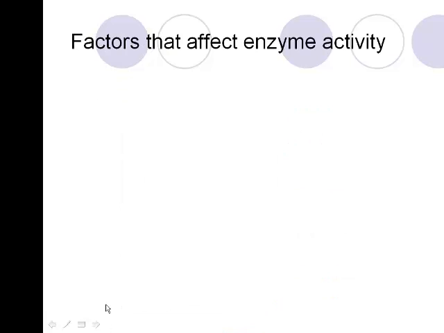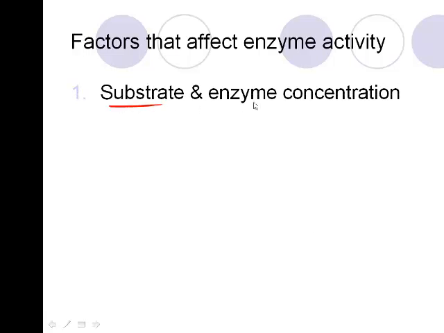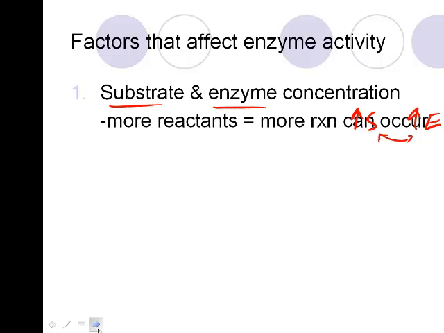A few things here. It's just the factors that can affect enzyme activity. The first one is substrate and the amount of enzyme. If you have more substrate and more enzyme, what's going to happen is they're going to be able to form more of those complexes, which means that they're going to be able to cause more reactions to happen, which makes it more efficient. Okay, more reactions can occur.